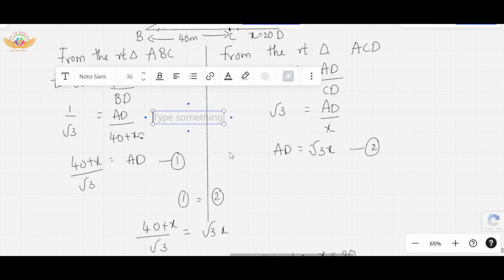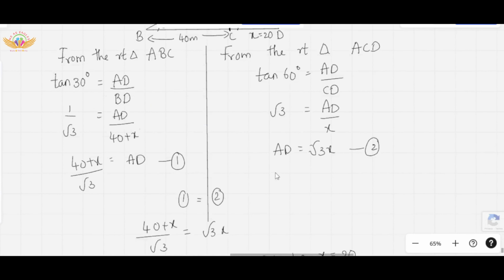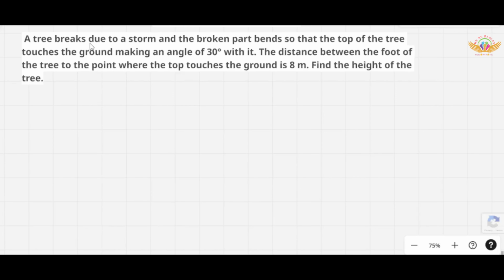So AD, now let us see what is AD. So here from these two equations you can substitute anything here. Here AD is equal to root 3 into 20. That is 20 root 3, the height of the sun's. Let us move to another question.